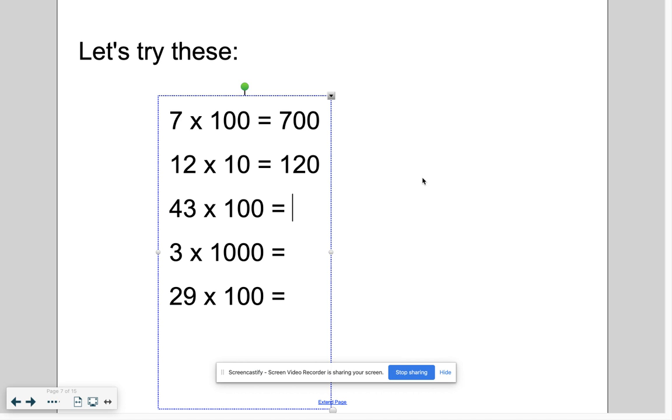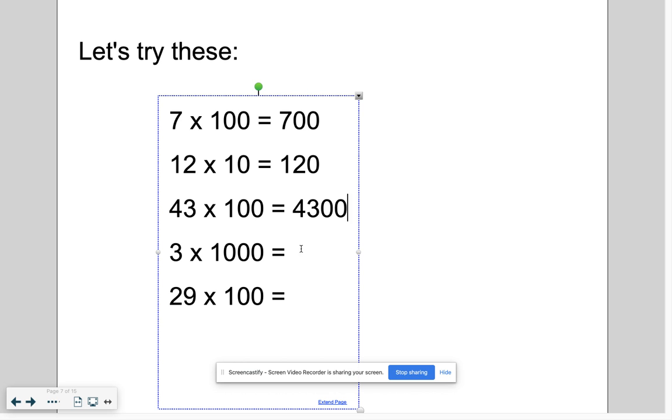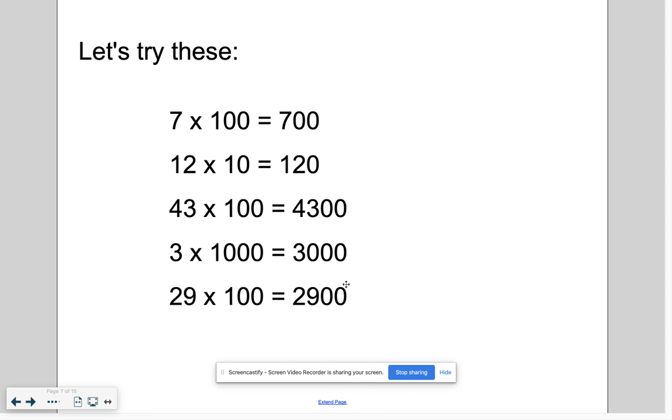Did you get the answer? So I've got my 43, got 2 zeros after it. So there's my 43, there's my 2 zeros, and this is read 4,300. Here, I've got my 3 zeros after it, 3,000. This one, here's my 29, 2 zeros from my 100, 2,900. So that's how you do those.